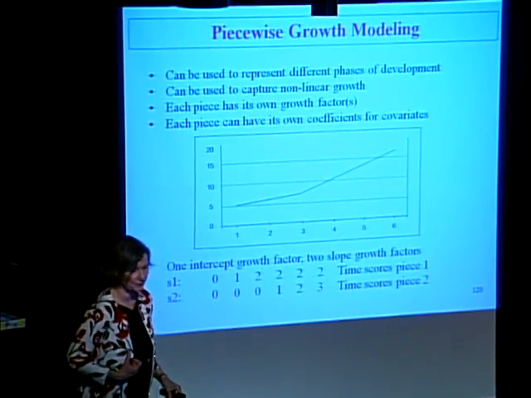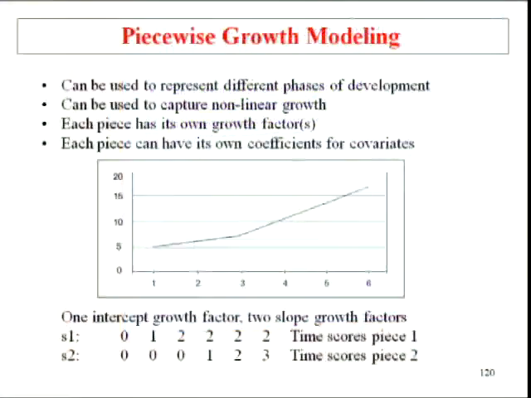So in piecewise growth modeling, you use different pieces of the growth model to represent different phases of development. So let's say you have a situation where you have slow growth, and then at a certain point, it goes at an accelerated rate. So you can use different pieces for different parts of development, and that helps capture this nonlinearity that we see.